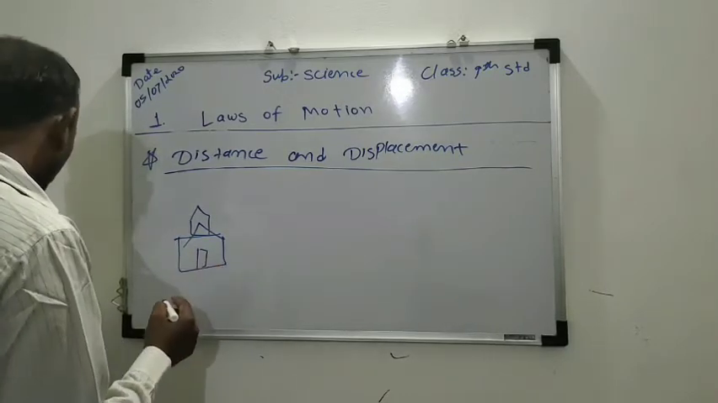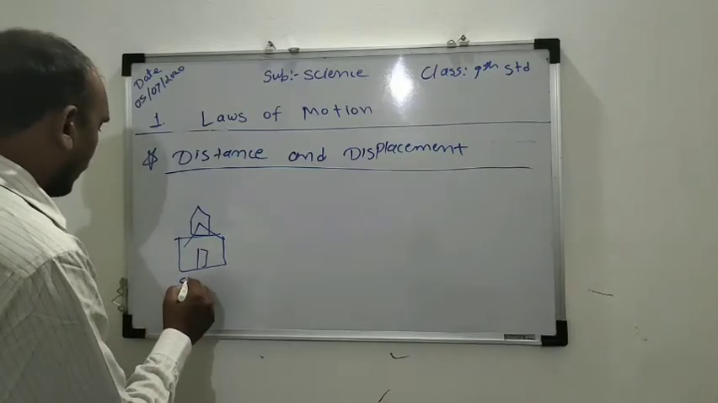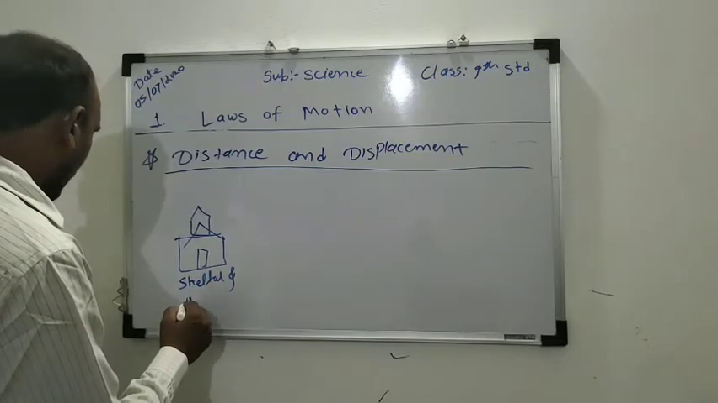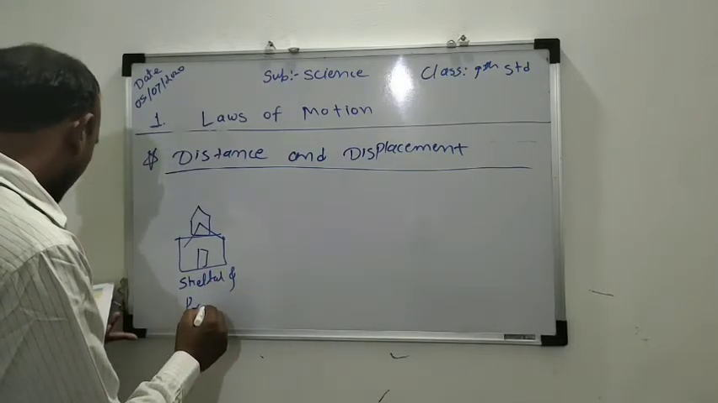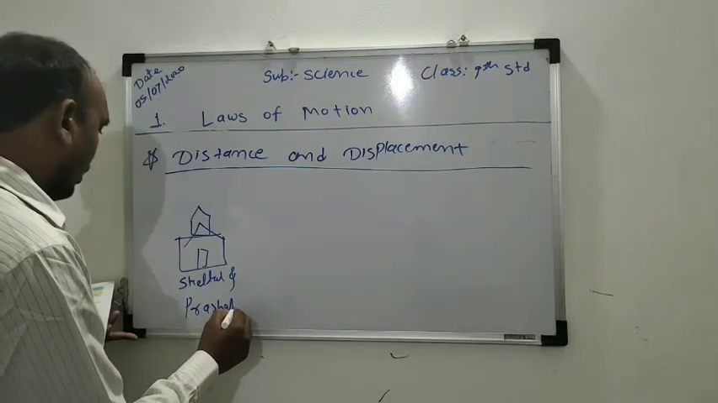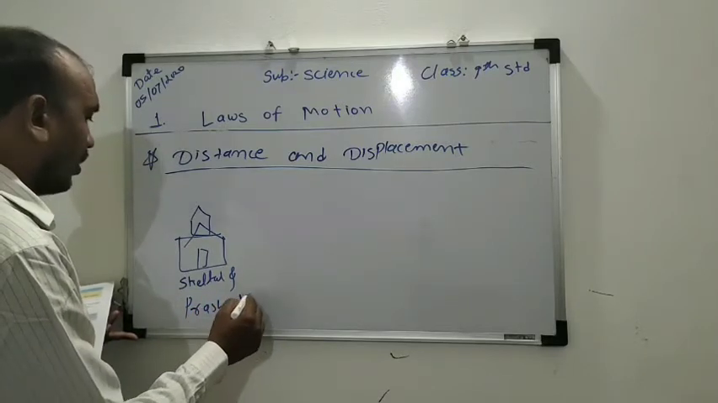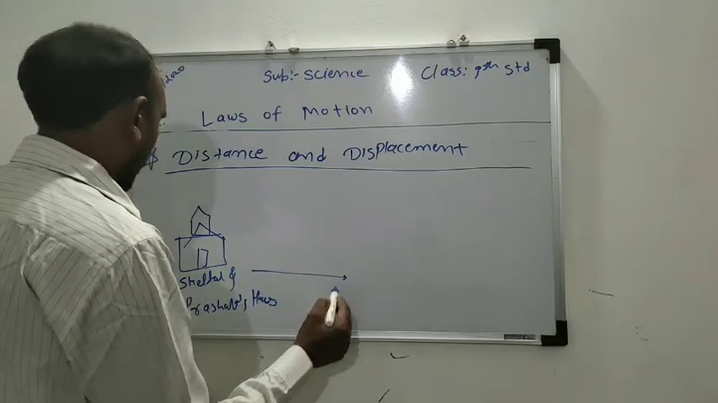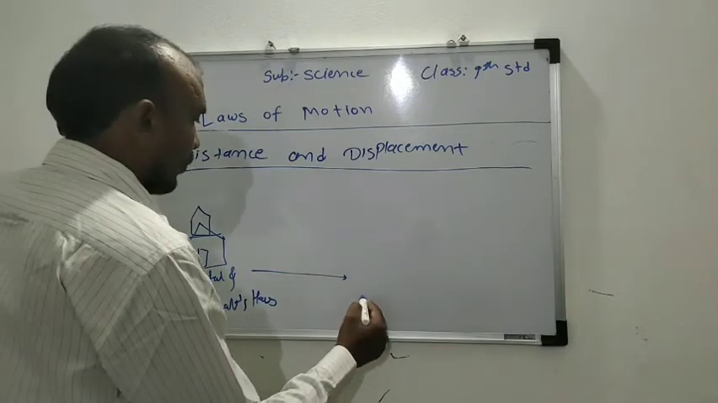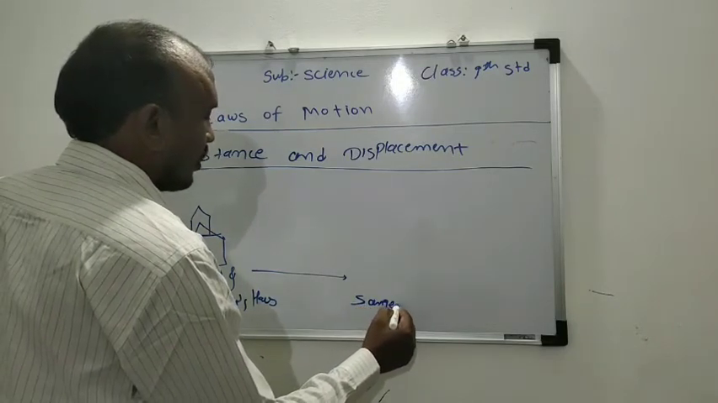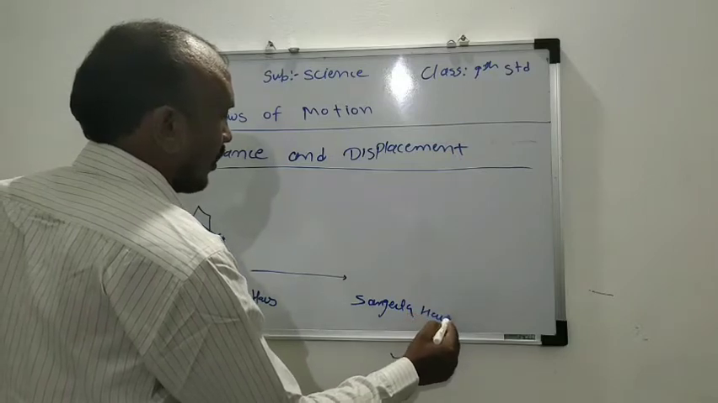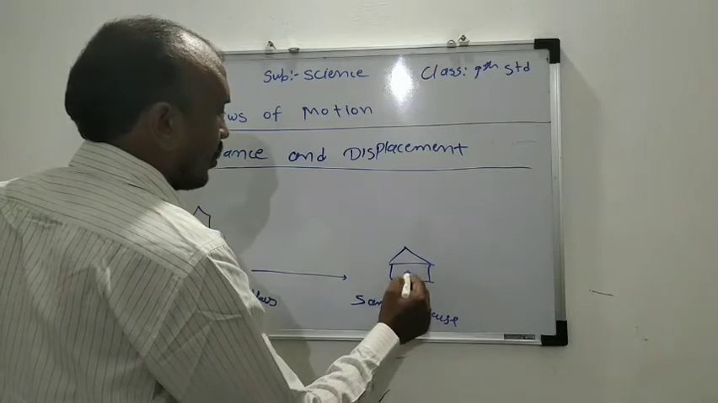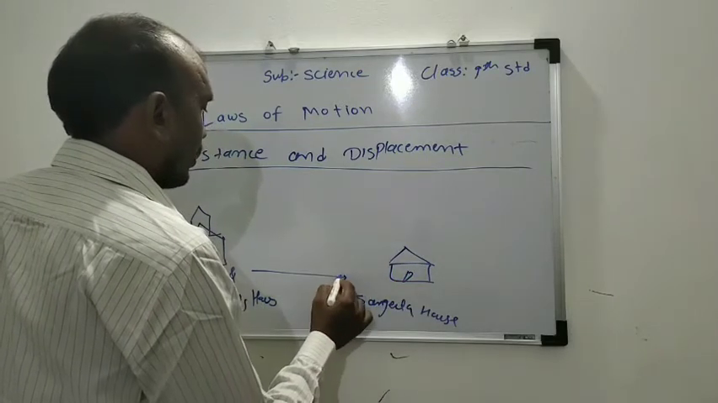This is the house of Sital and Prashant. These are the two characters. Sital and Prashant's house. Correct? Okay, fine. So from this house to this is Sangeeta's house. Suppose here is Sangeeta's house.